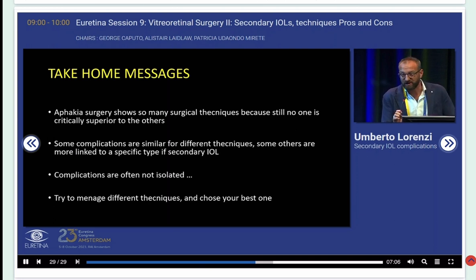Remember that complications are often not isolated. There is some syndrome, there is a patient that has a lot of complications. Always remember, when you have one, to look for the others. And my suggestion is to try to manage the most techniques you can, and then you choose your best one. Thank you very much.